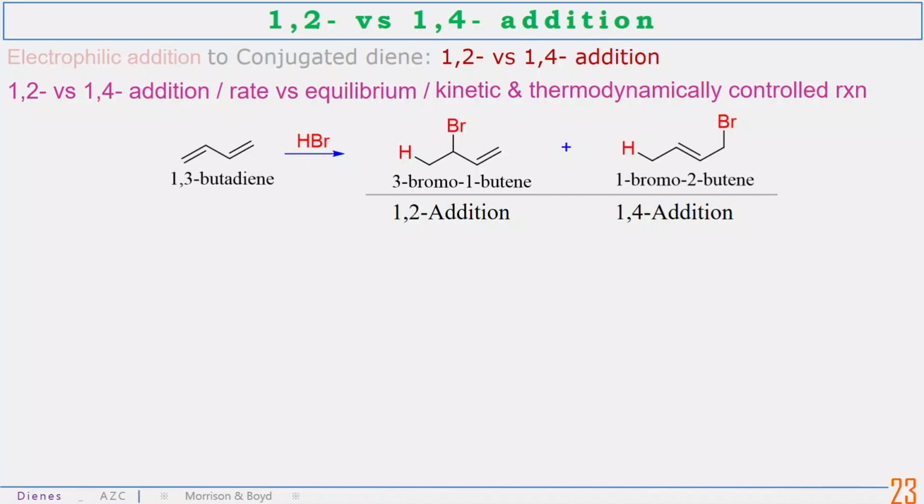For electrophilic addition to a conjugated diene, 1,2 versus 1,4 addition is the theory of rate versus equilibrium, that is, kinetically and thermodynamically controlled reactions.